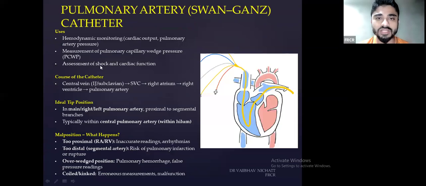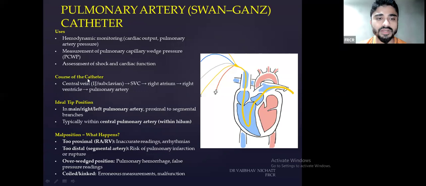Now coming to the last catheter, we have discussed this in adult lines and tubes. So the pulmonary artery catheter, which is the Swan-Ganz catheter. The use of the pulmonary artery catheter is for hemodynamic monitoring, to monitor cardiac output as well as pulmonary artery pressure. The main purpose is to measure pulmonary capillary wedge pressure, also for the assessment of shock and cardiac function.